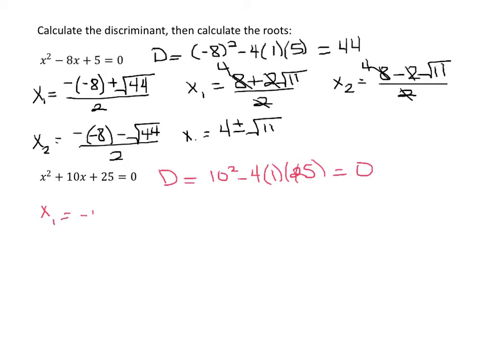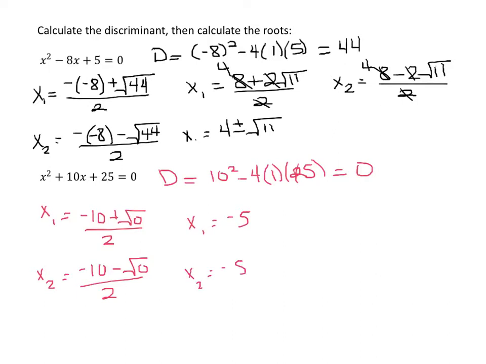it's negative b plus the square root of 0 over 2, and negative b minus the square root of 0 over 2. The square root of 0 is just 0, and negative 10 over 2 would be negative 5. So x sub 1 would be negative 5, and x sub 2 would also be negative 5. So in this case, we have a double root. The only root of this quadratic is negative 5.